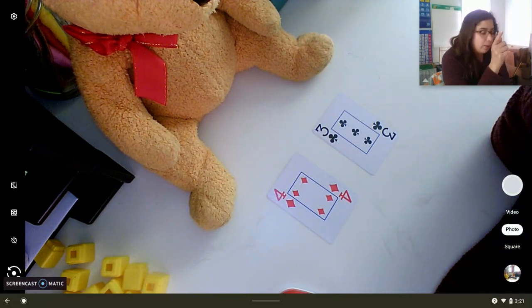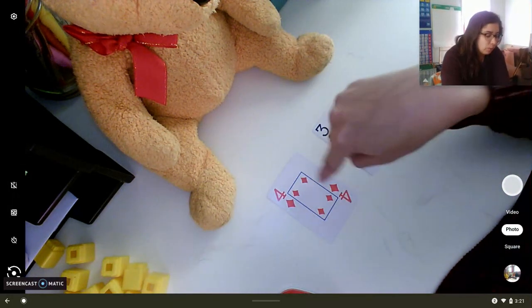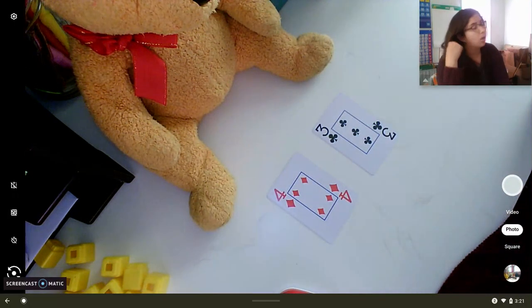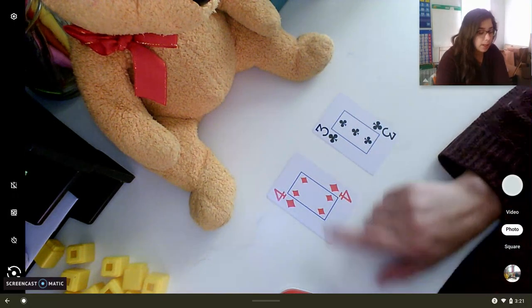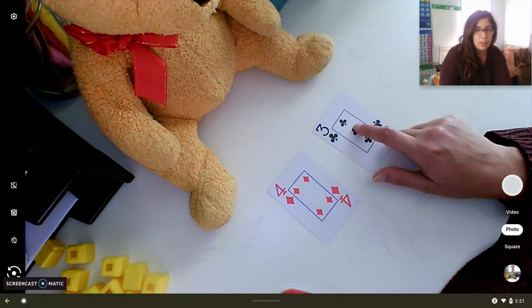Well, I know that when I count, 4 comes after 3. And when I look at these pictures, there are more shapes on number 4 than there are shapes on number 3. So, when comparing these numbers, I want to say 4 is more than 3. 4 is greater than 3.